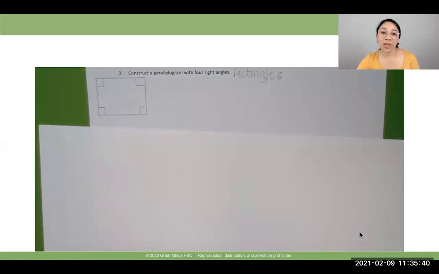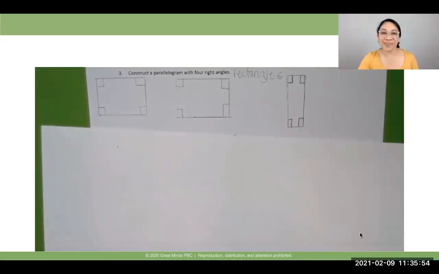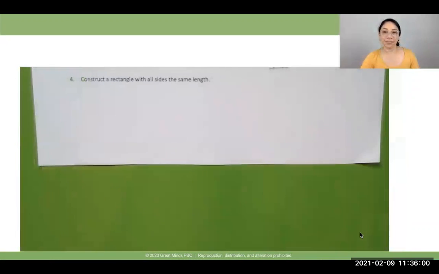I'd like you to pause the video here to construct 2 more rectangles for problem 3. I'll see you back here in a bit. Welcome back. Here are the other 2 rectangles I constructed. Great work so far. Let's continue with today's work. Problem 4 requires us to draw a rectangle with sides that are all the same length.